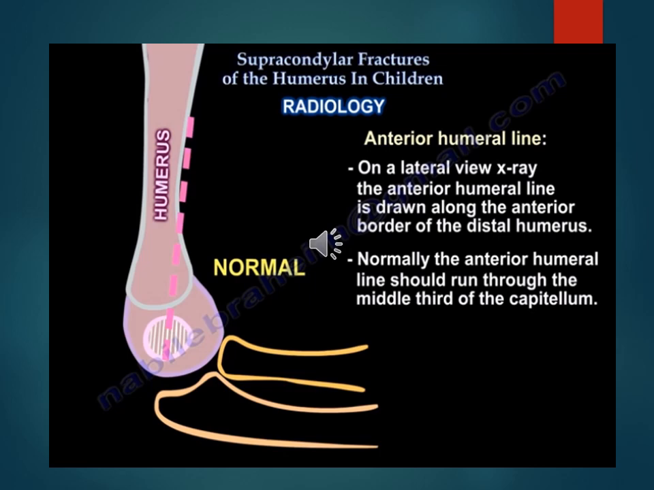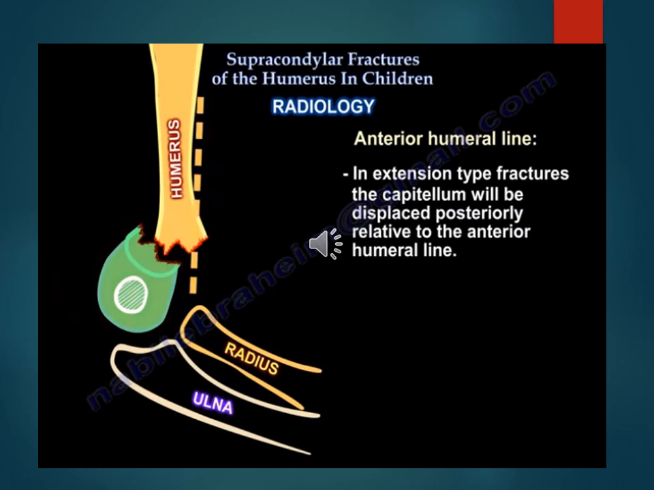If there is a posterior displacement, as with extension type injuries, which are the most common, most of the capitellum will be posterior to this line, and therefore the line will cross through the anterior third of the capitellum or anterior to the capitellum completely. And that indicates displacement and a possible need for surgery. This shows you how an extension type fracture with displacement can cause the capitellum to be sitting behind the anterior humeral line.